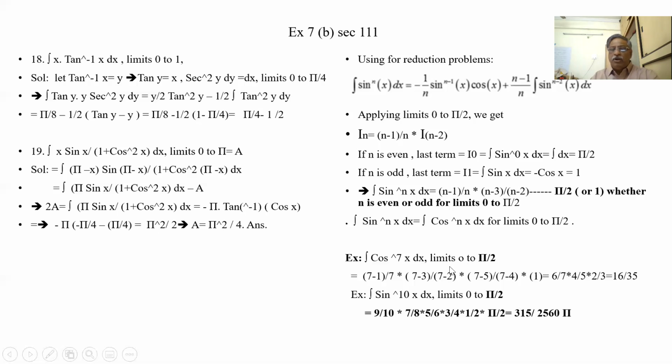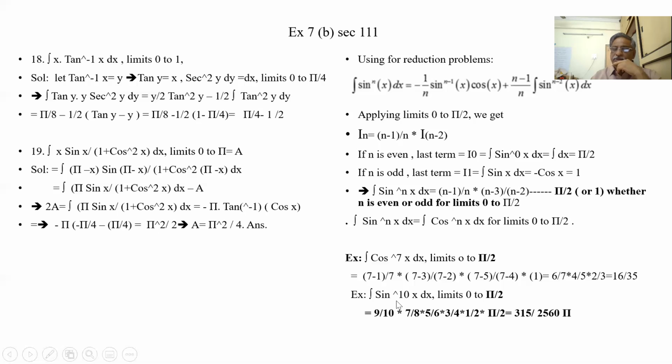So this is an odd power. I am getting n minus 1 by n, 6 by 7. Every time you reduce by 2. Each power is reduced by 2: 6 by 7, 4 by 5, 2 by 3. So the last term is 2 by 3, into 1. So this is the answer.